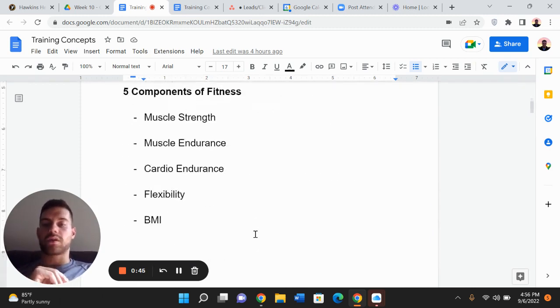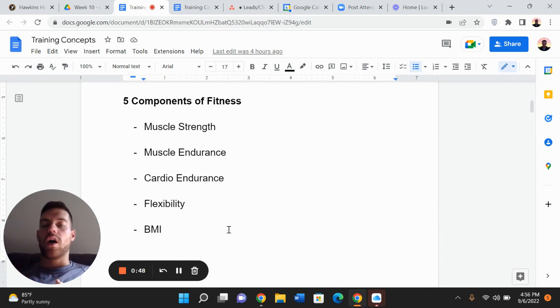So, the first thing we're going to talk about is the 5 components of fitness. The first one is muscle strength. Basically, just how much force you can generate with your muscles. Next one is muscle endurance, how long your muscles can work without becoming fatigued. Cardio endurance, how good your stamina is. Flexibility, pretty much know what that means. And then body composition, basically what your body fat percentage is.